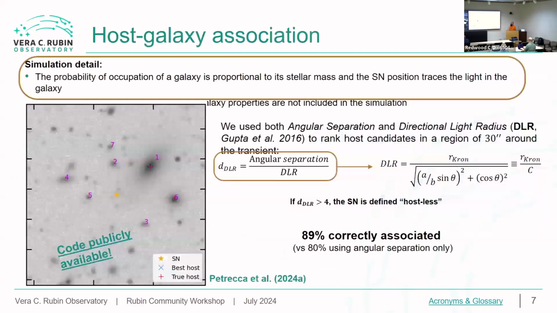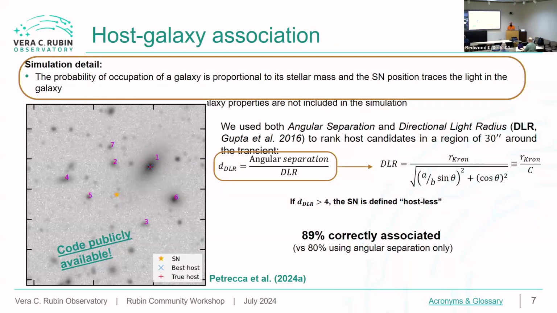As a first thing to do, you need to associate the transients to the host galaxy. The supernovae in the DC2 simulation are associated to the galaxy, and the probability of the occupation is just proportional to the stellar mass. It is also tracing the light profile of the galaxy. And there is no correlation between the supernova type and the host galaxy properties.